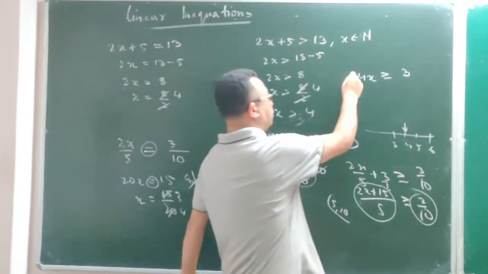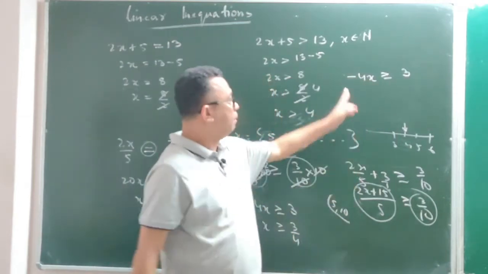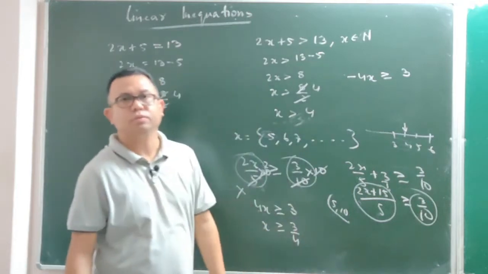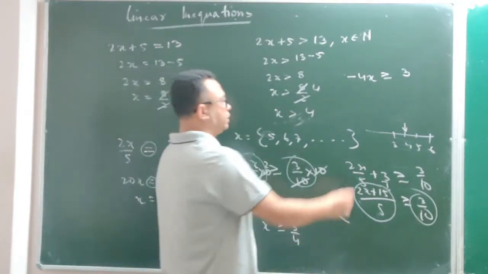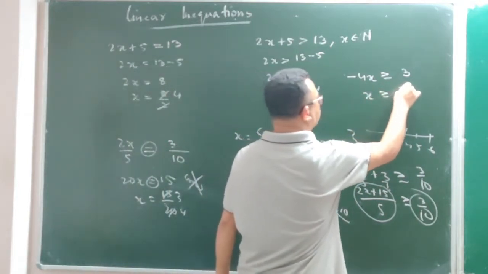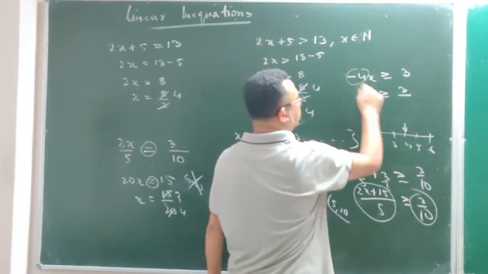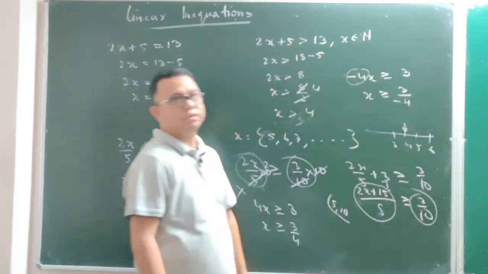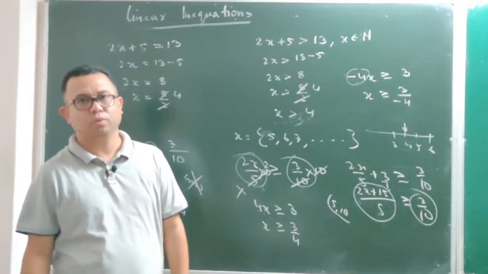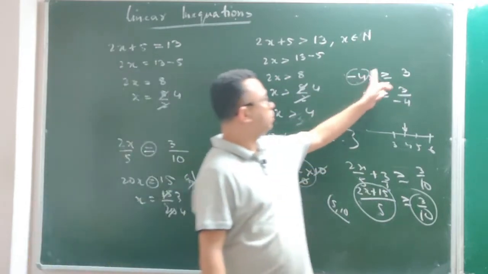Let's suppose in the process of solving, you got minus 4x is greater than or equal to 3. Now what I'll do next is write x is greater than or equal to 3, and since minus 4 is there, that minus 4 also will go there and divide. So it is 3 by minus 4. That is what we are told. So this minus 4 also will go.